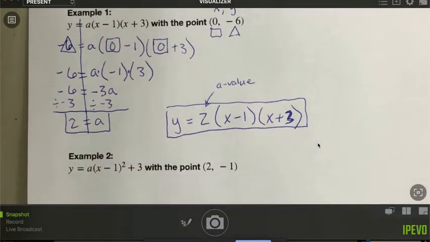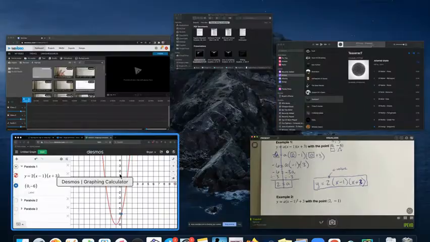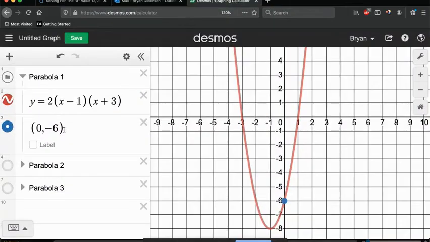And you don't have to take my word for it. We can go take a look at the graph. And if you notice, I entered in the equation, the point, and sure enough, that parabola goes right through that point.